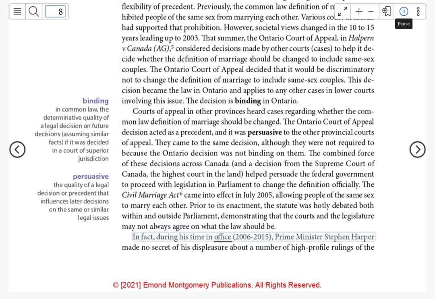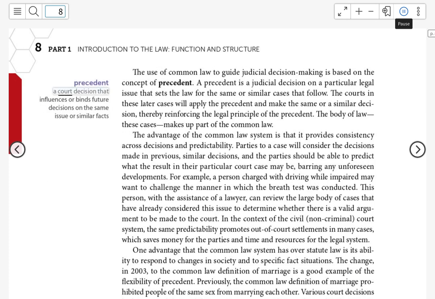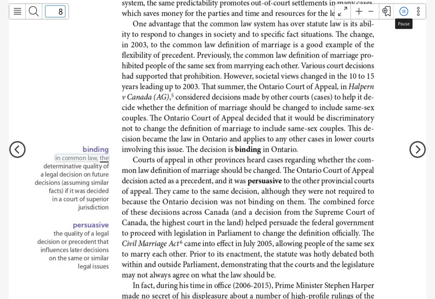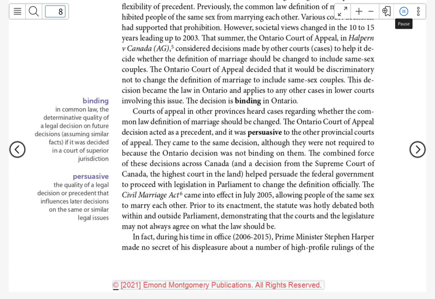In fact, during his time in office, 2006-2015, Prime Minister Stephen Harper made no secret of his displeasure about a number of high-profile rulings of the Supreme Court of Canada. Precedent: a court decision that influences or binds future decisions on the same issue or similar facts. Binding in common law: the determinative quality of a legal decision on future decisions, assuming similar facts, if it was decided in a court of superior jurisdiction. Persuasive: the quality of a legal decision or precedent that influences later decisions on the same or similar legal issues.